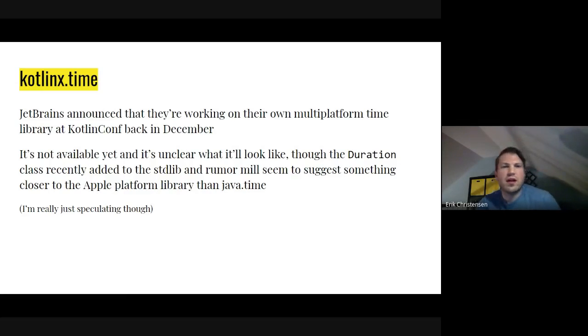So there is a little bit of an elephant in the room, and that is the Kotlin X time. JetBrains announced that they're working on their own multi-platform time library at KotlinConf back in December. It's not available yet, and it's not really clear what it'll look like, though the duration class that was added recently to the standard library and rumor mill seem to suggest that it may be something a little bit closer to the Apple platform library than Java time library, but I'm really just speculating.